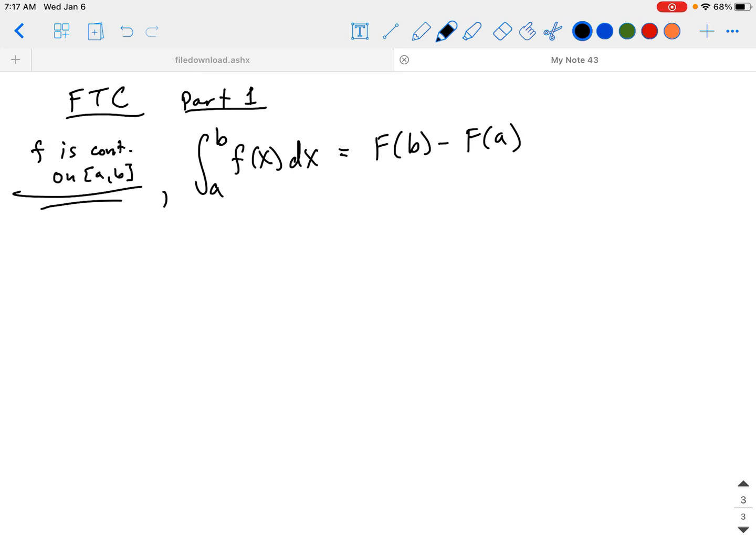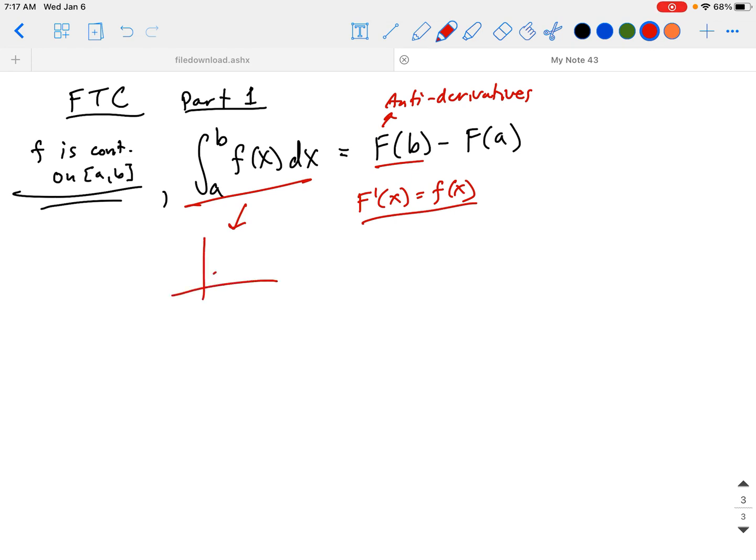And so what this is telling us is that we can compute the integral by using antiderivatives. So we'll just note that capital F prime of x is equal to little f of x, meaning these are antiderivatives. And again, this is just telling us the area under the curve of a function. So the area under the curve of a function is related to the difference in its antiderivatives at values. So that's our first main connection.